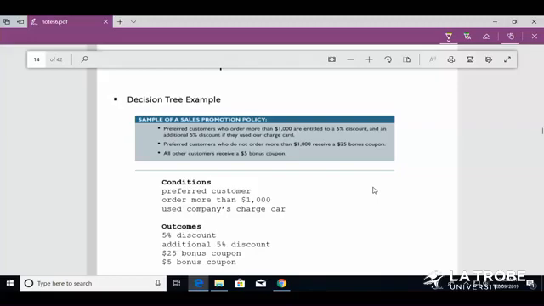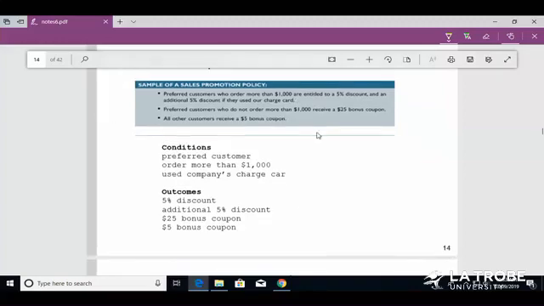All right, we have another example about the decision tree. Preferred customers who order more than 1,000 are entitled to a 5% discount, and an additional 5% discount if they use our charge card. Preferred customers who don't order more than 1,000 receive 25 bonus coupons. All other customers receive a 5% bonus coupon.